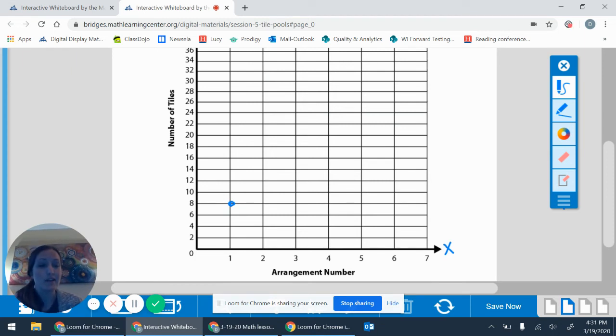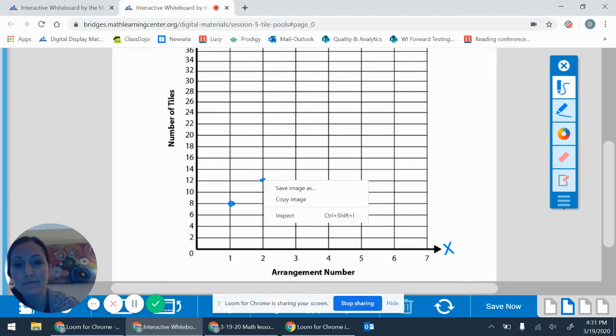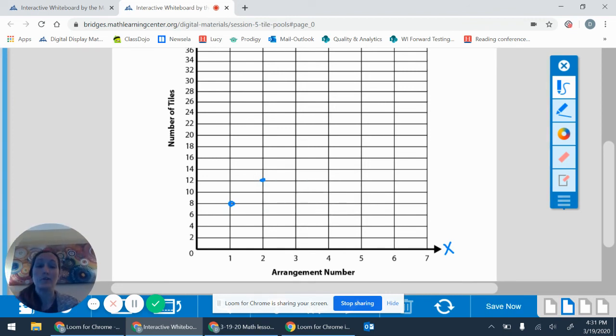My second arrangement, the ordered pair was 2, 12. So I'm going to again start at my 0. I'm going to go over 2, then I'm going to go up to that 12, and I'm going to put my dot right there. We move on to our second set of data, that pool water.